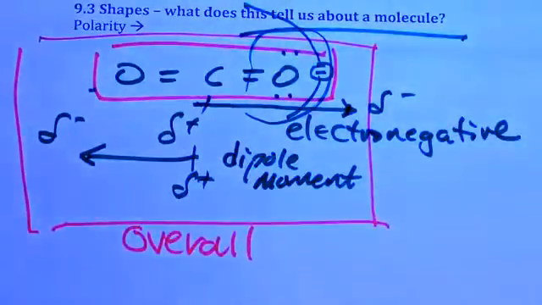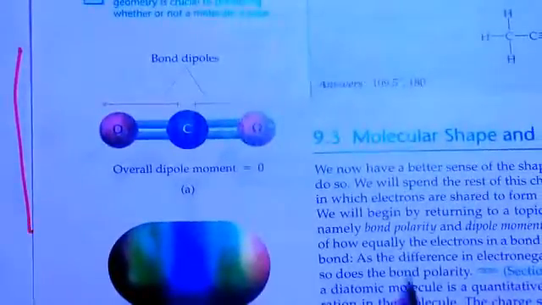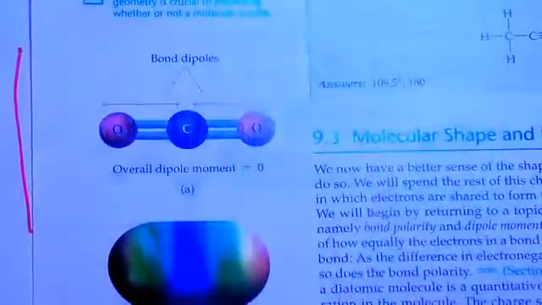Your book does a really nice job of showing a picture of this. Here's the carbon dioxide molecule, and you can see that they show a partial negative charge out on each oxygen and a partial positive charge over here. Maybe I just need to bring it closer. That'll probably look a lot better. Let me back this off a second.